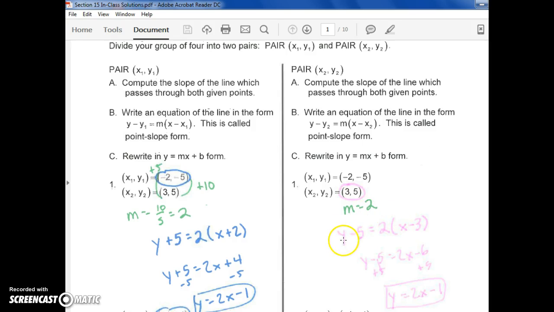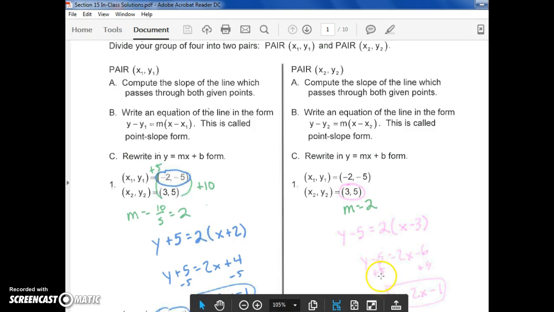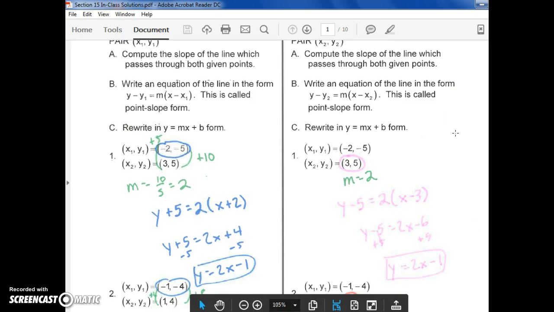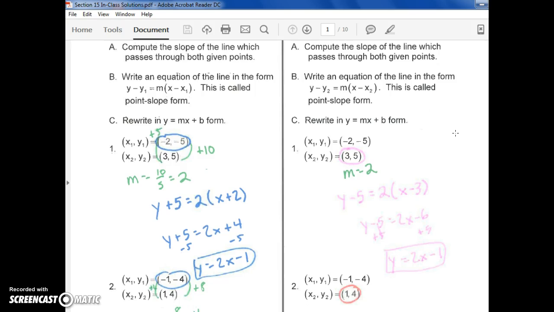you'll notice that the initial equation, the point-slope form, does look different. We have y minus 5 equals 2 times the quantity x minus 3. We can distribute the 2 to the x and the negative 3 and bring the 5 over. And you'll notice at this point that our two equations, once we've solved for y, are identical.